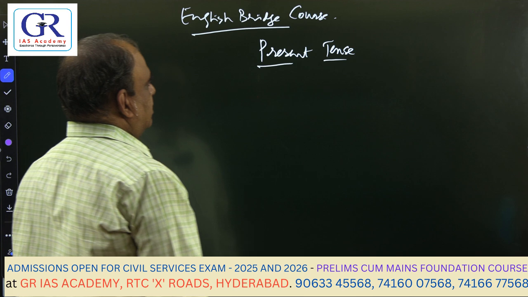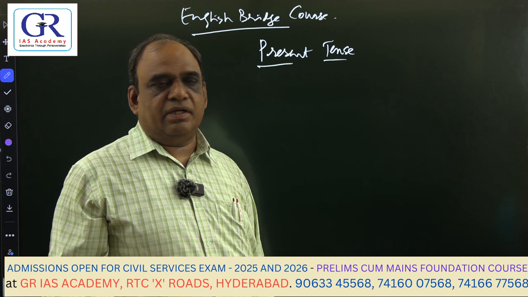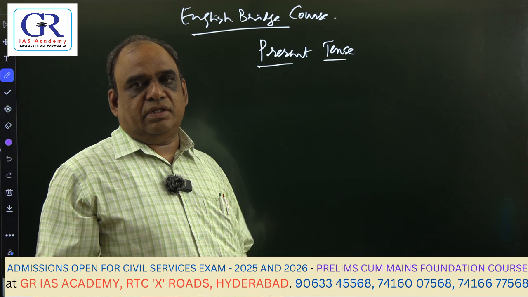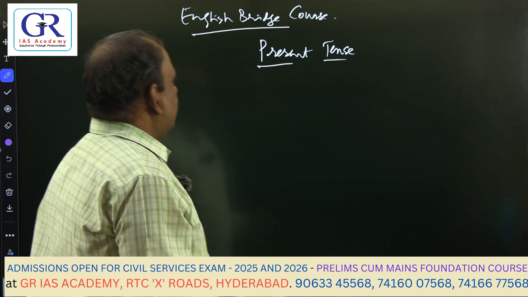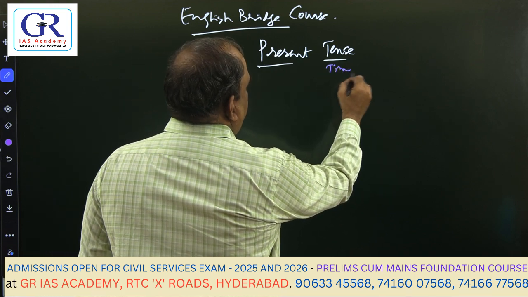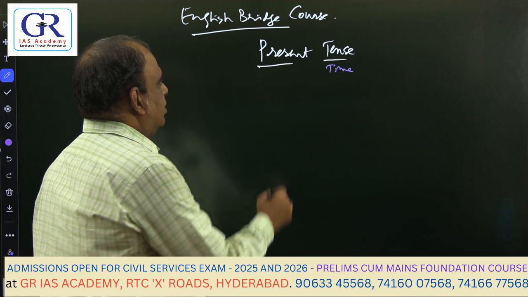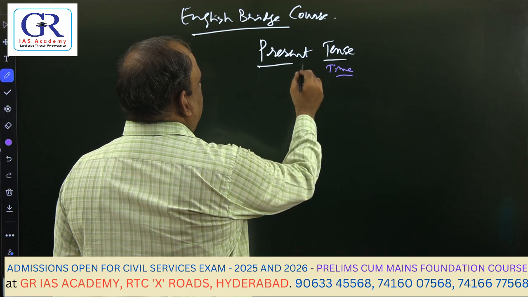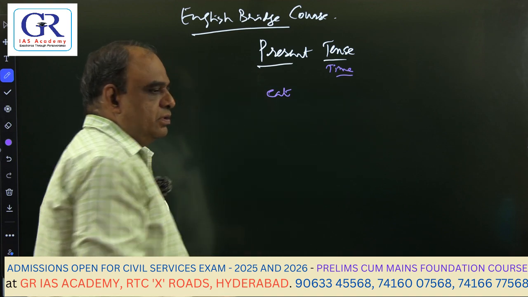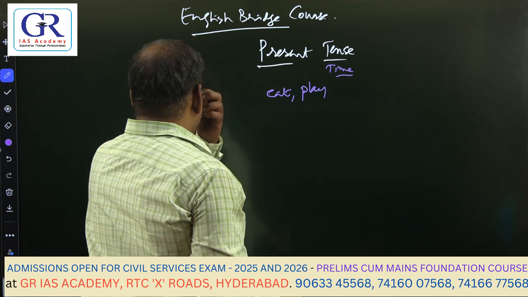So now it is present tense. Anyway, don't worry. I hope you have heard what I said, and I will be putting this video in our YouTube channel, so you will be able to see that also. Okay? Now, present tense. Present tense refers to present time. As I have told you, it is time. Present tense means present time. Okay? So, to describe a verb in present time, you use a present tense verb. For example, eat. You want to eat. Play. Okay?